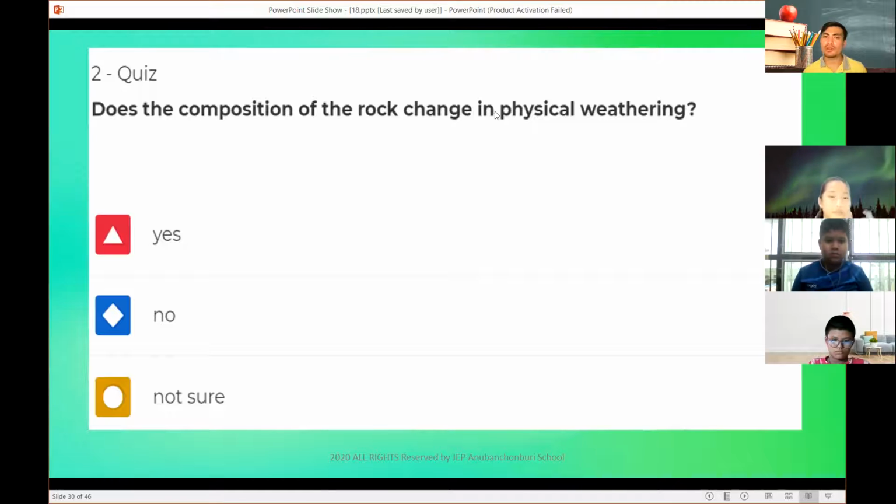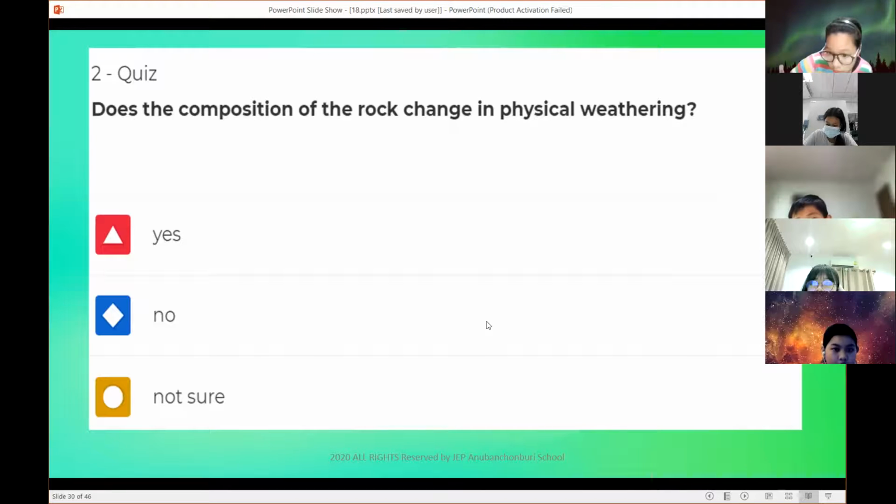Does the composition of the rock change in physical weathering? If your answer is yes, write or draw triangle. If your answer is no, draw a diamond. Or if you are not sure, you draw circle. All right, time's up. What's your answer, Chuntida? Circle. Not sure. What about Paradi? What's your answer here? Triangle.